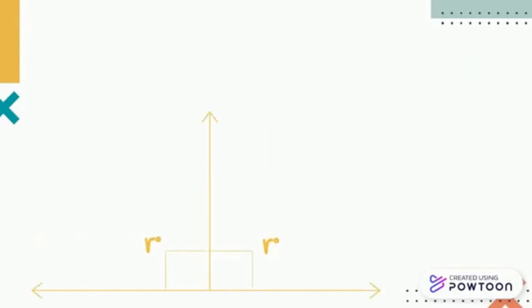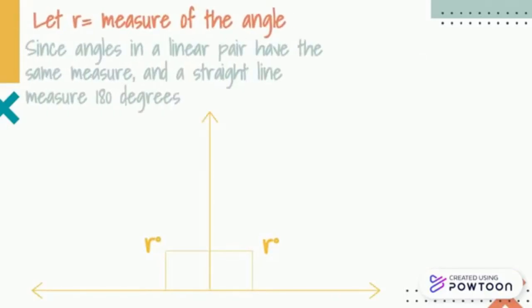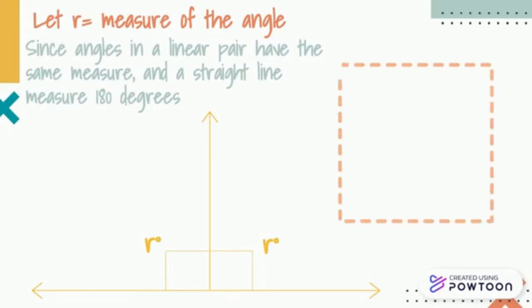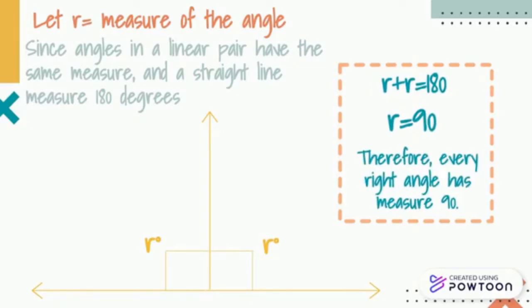For example, let r be the measure of the angle. Since angles in a linear pair have the same measure and a straight line measures 180 degrees, then r plus r is equal to 180. r is 90, therefore every right angle has measure 90.